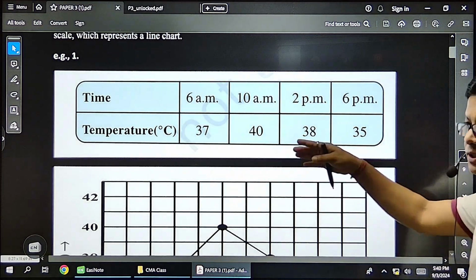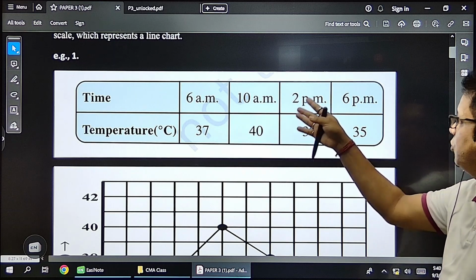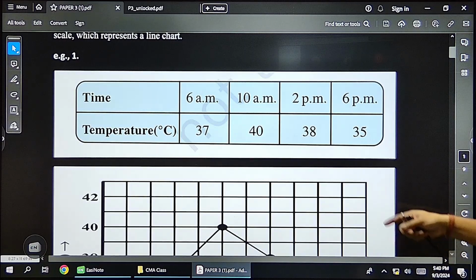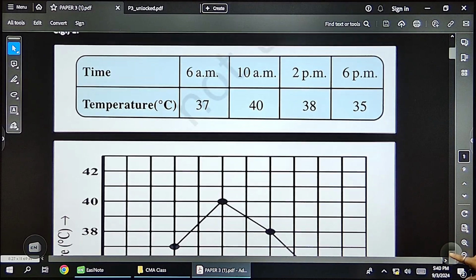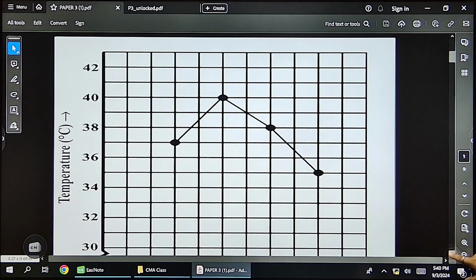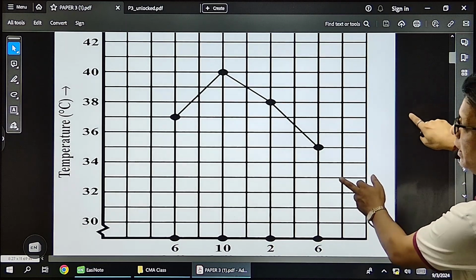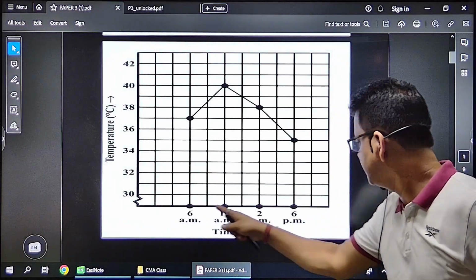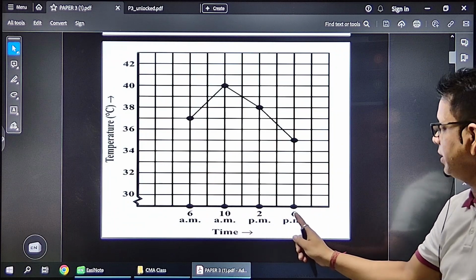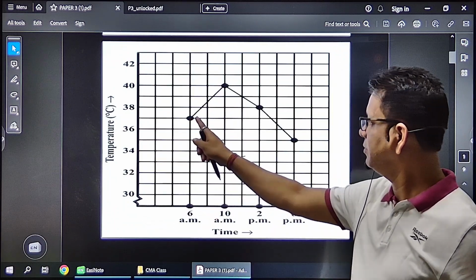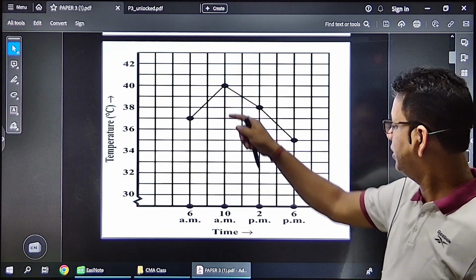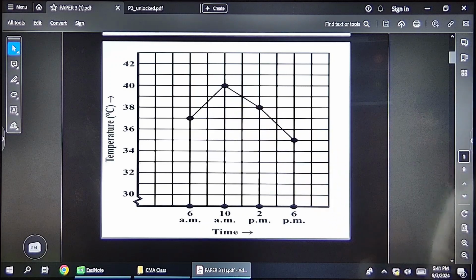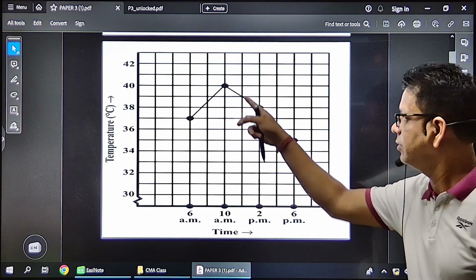Suppose these are the temperature changes at particular times: 6 a.m., 10 a.m., 2 p.m. and 6 p.m. So at 6 a.m. it becomes suppose 37, then 10 a.m. 40 degrees Celsius, 2 p.m. 38, and 6 p.m. suppose 35 degrees Celsius. Now to make this line graph, you all know what you need to do. Just a minute. Along the x-axis, 6 a.m., 10 a.m., 2 p.m. and 6 p.m. are drawn. Then these are the temperatures. So 6 a.m. 37, I think it was. 10 a.m. 40, then 2 p.m. it is 38, and 6 p.m. it is suppose 37. Then we join those points that we obtain after plotting them.